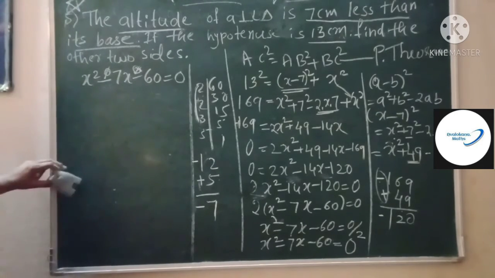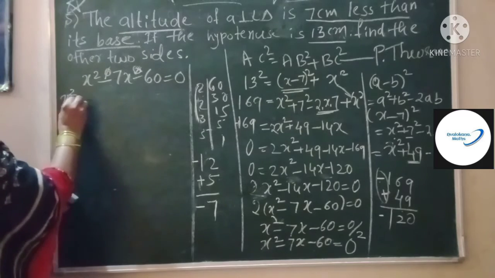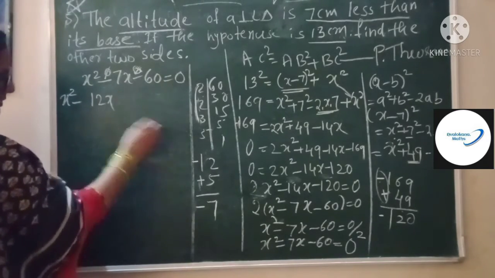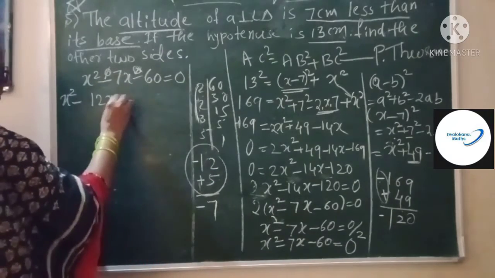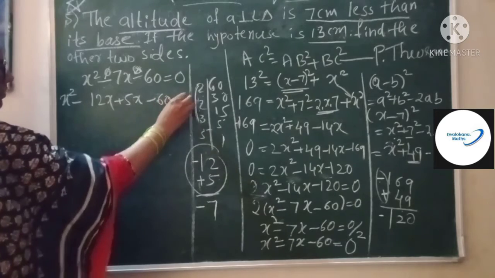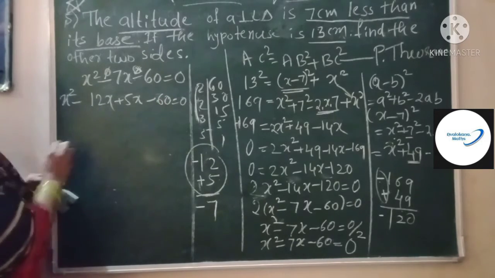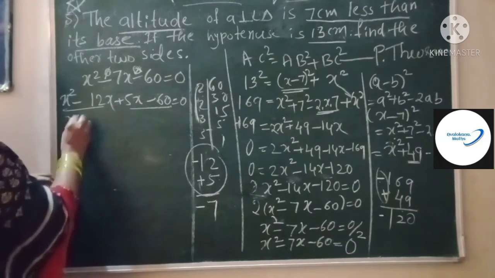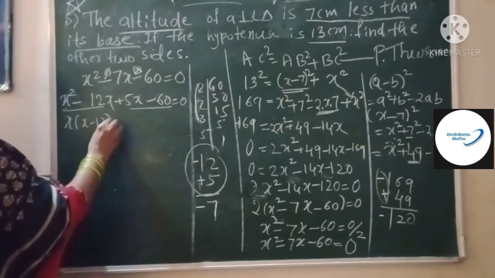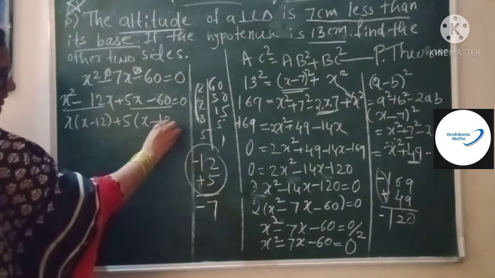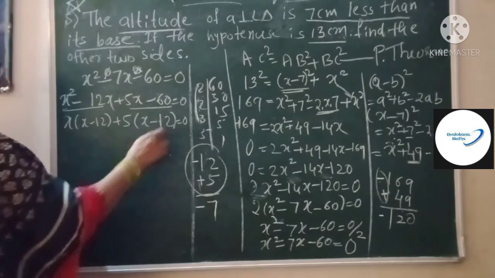And how to write? Now look at this one. x square minus 7x, which we have got here, minus 12x. These are your factors, plus 5x, this minus 60, and it is equal to 0. Okay, now make groups of 2. That is, you are getting x common: x minus 12, plus 5 common: x minus 12, since 12 times 5 is 60, equal to 0.